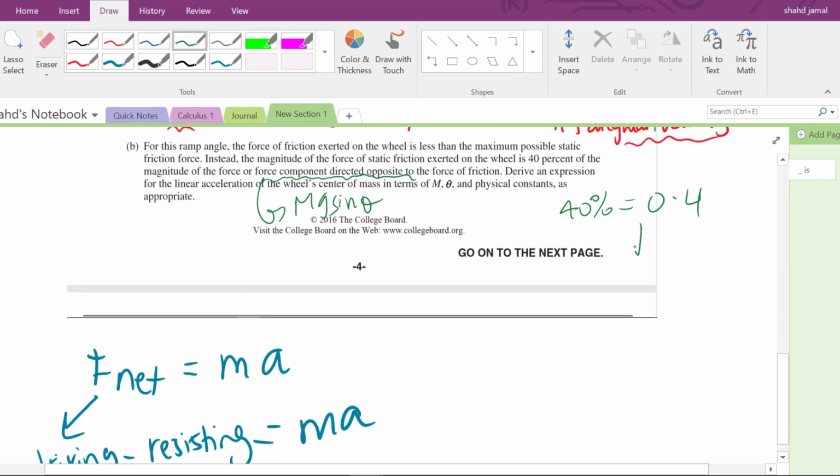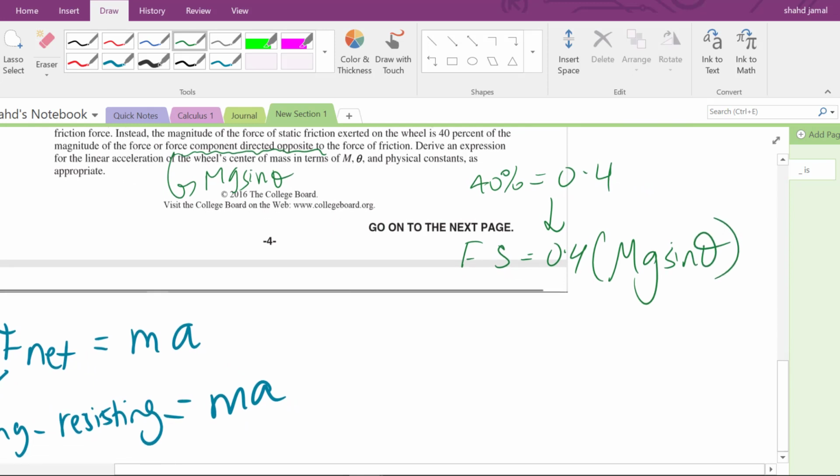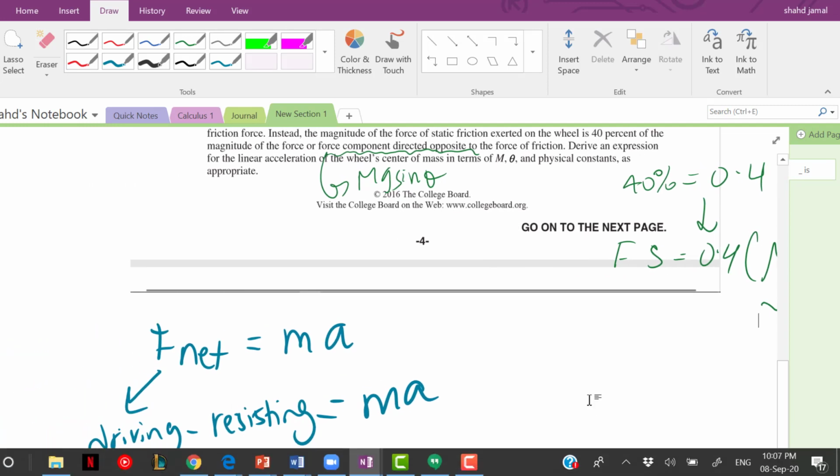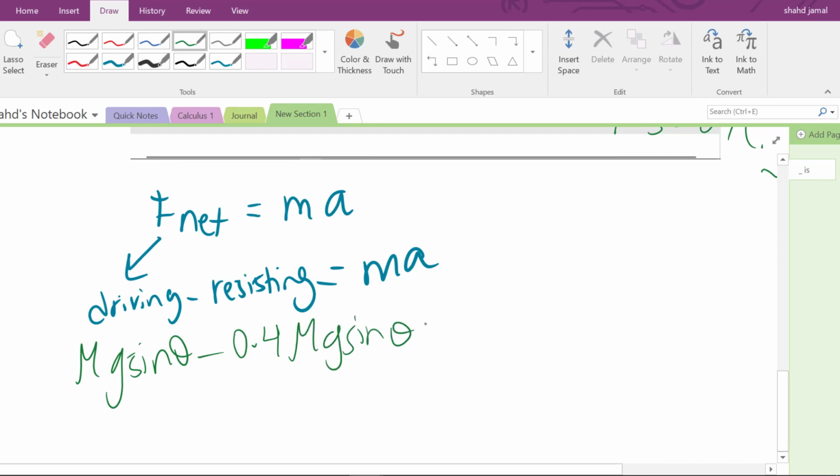So now we know that static friction, F static, is 0.4 of mg sine theta, which makes everything much, much easier. And we know that this specific component is the driving force of this system. So over here, we're just going to plug in. We know that mg sine theta is the driving force, minus the friction, which is the resisting force, the force opposite to the driving force, which is 40% or 0.4 of mg sine theta, simply is equal to ma. Now we solve for a very simply.